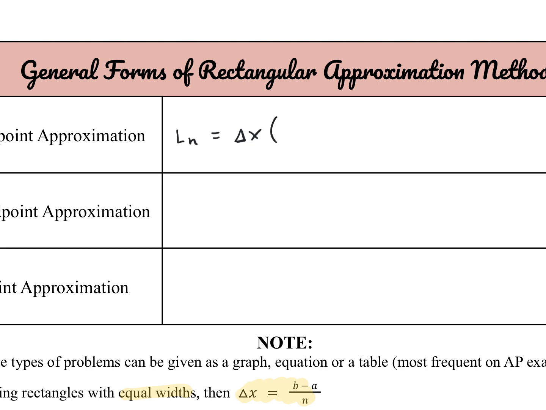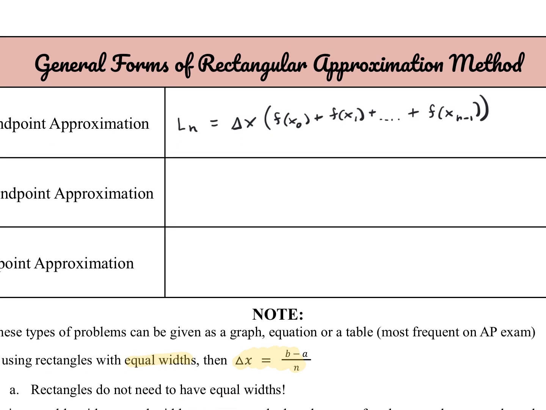Now for this one, since it was the left endpoint approximation, we started at f of x sub 0, and then we did plus f of x sub 1, plus, and then we added up however many, and we would end with f of x sub n minus 1. So if you go back to that first one we did, our last rectangle was dictated by f of 3, even though it was from the interval 0 to 4. And again, that's because we were using the left endpoint.